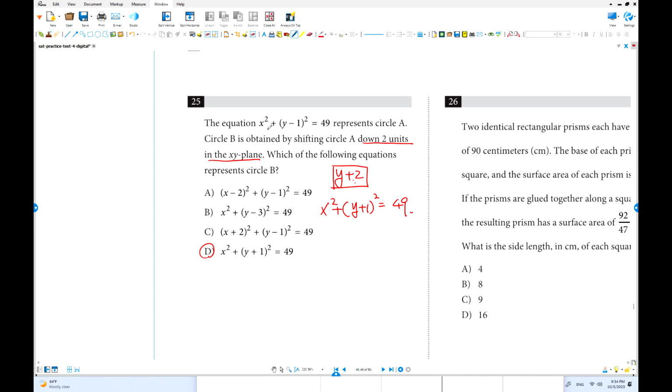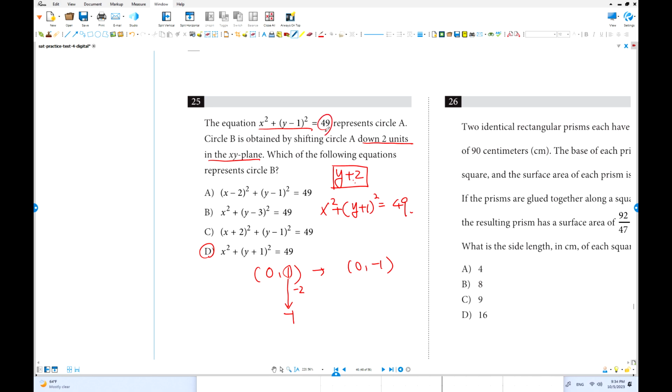Where is the center over here? From your equation, the center is 0 and 1. Is it okay? But this one is what? Move down by 2 units. x doesn't change. This center moved down over here by 2 units. 1 minus 2 is negative 1, right? So the new center is 0 and negative 1, right?